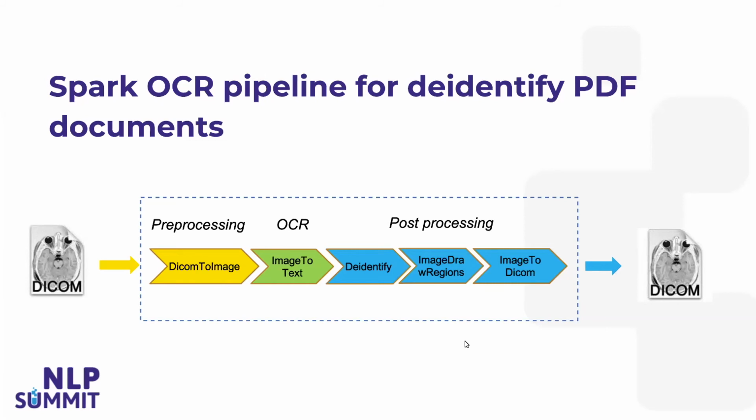For de-identifying DICOM documents, we have the DICOM to image transformer, and we are also using the image draw regions transformer for hiding sensitive data and storing back to DICOM format.